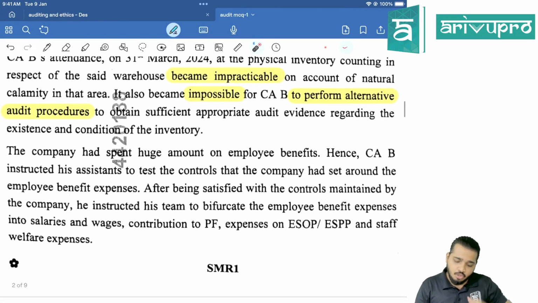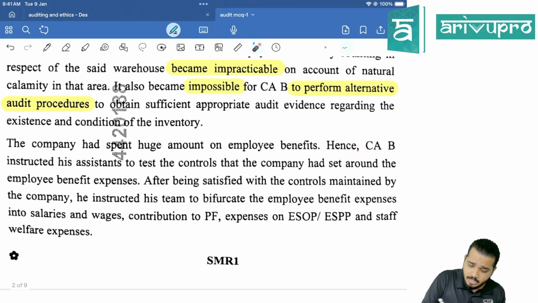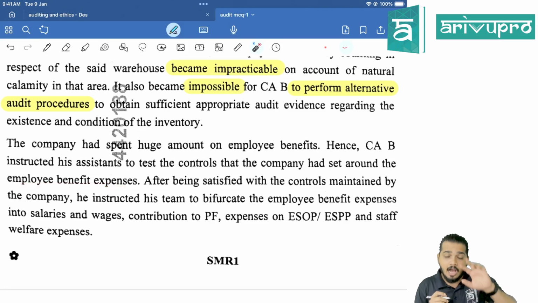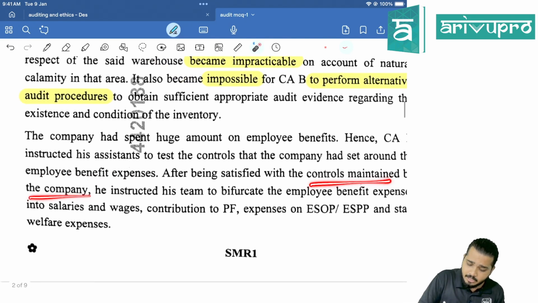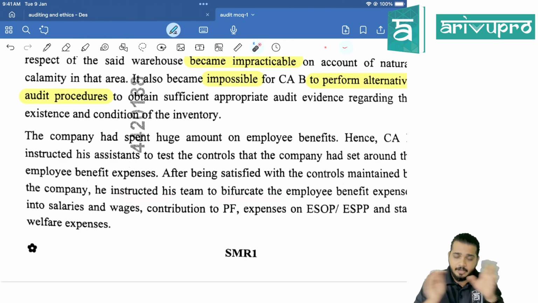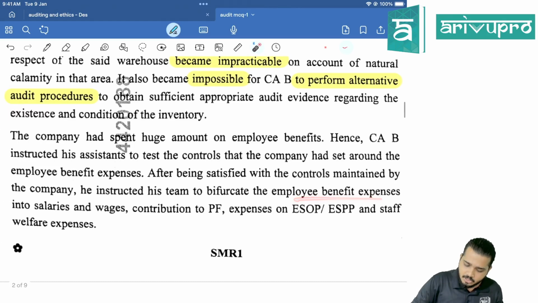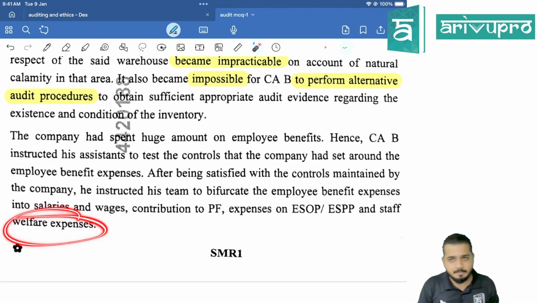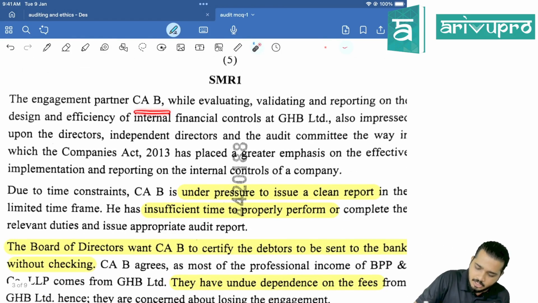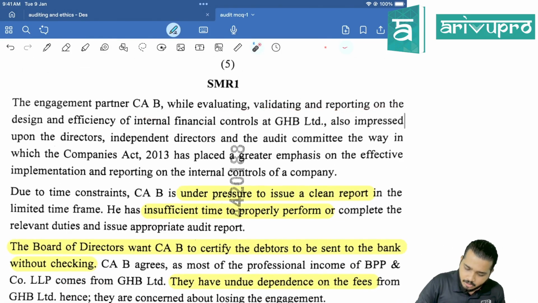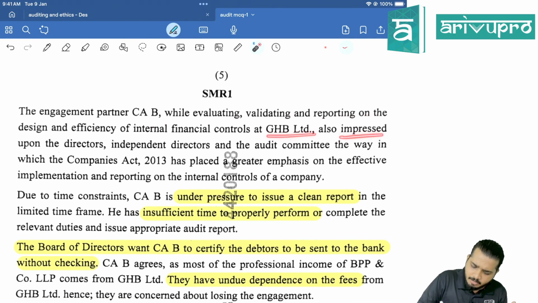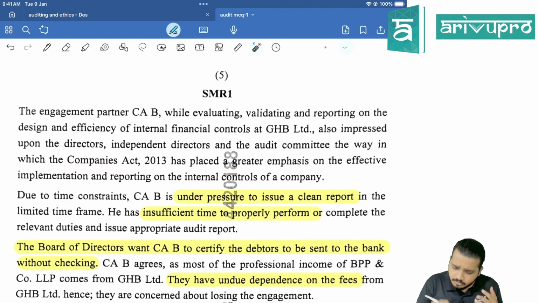The company had spent huge amount on employee benefits. Hence, CAB instructed his assistants to test the control that the company had set around the employee benefit expenses. After being satisfied with the controls maintained by the company, he instructed his team to bifurcate, meaning divide, the employee benefit expenses into salary, wages, contribution to PF, ESOP, ECP, ESPP, staff welfare expenses, etc. Okay, the engagement partner CAB, while evaluating, validating and reporting on the design and efficiency of IFC at GHB, also impressed upon the directors, independent directors and audit committee the way in which Companies Act has placed a greater emphasis on the effective implementation and reporting on internal controls.